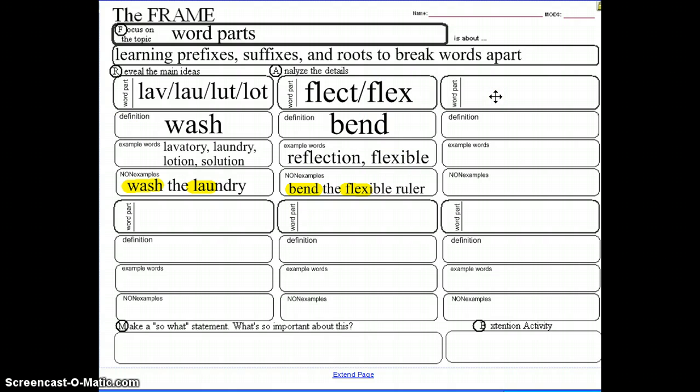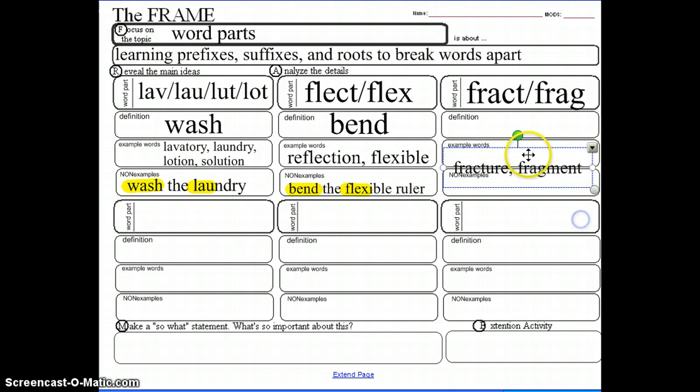Okay, another word part was fract or frag. We had the words fracture and fragment. And if you were in my first period class, which seems to be my violin class, they wanted to use frag grenade, which is fine because it does fit the meaning of fract and frag, which is break.